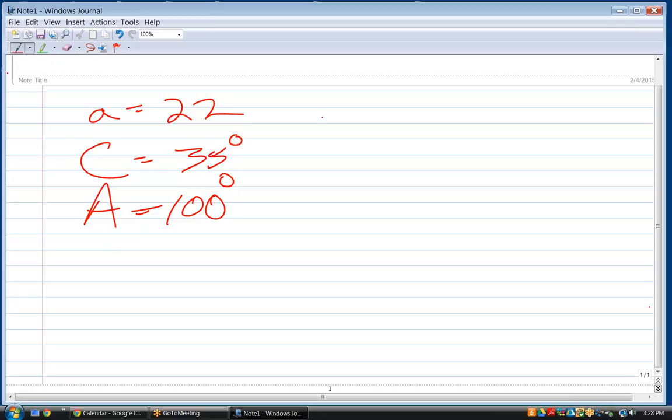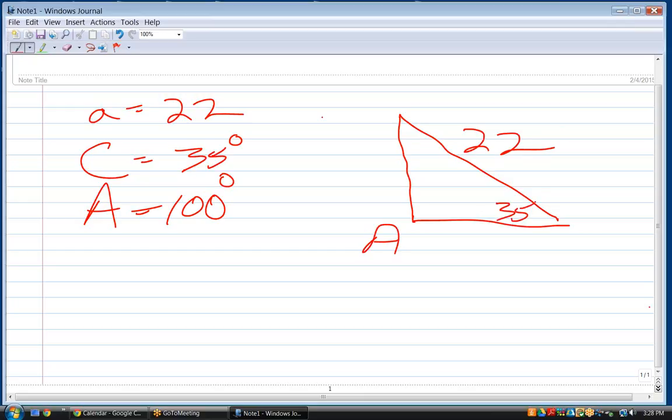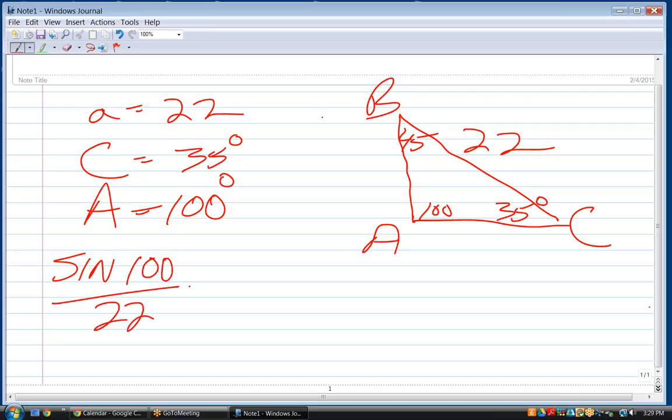Okay, let's continue with this problem here. So let's solve this. I'll even draw a picture of it. The other angle is going to be 45 degrees. And then to find side C, it's going to be sine 100 over 22 equals sine of 35 over side C. So let's come up with side C.